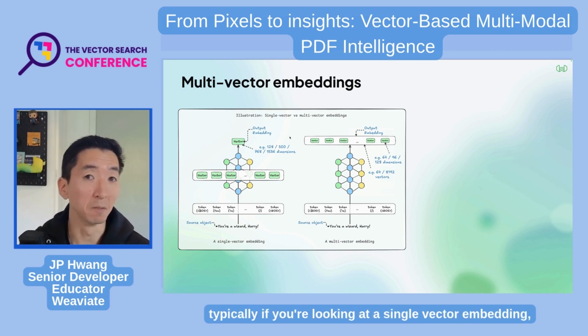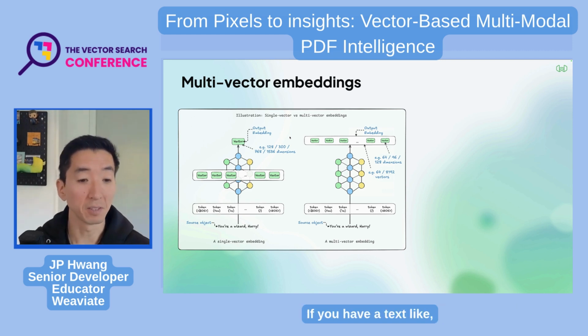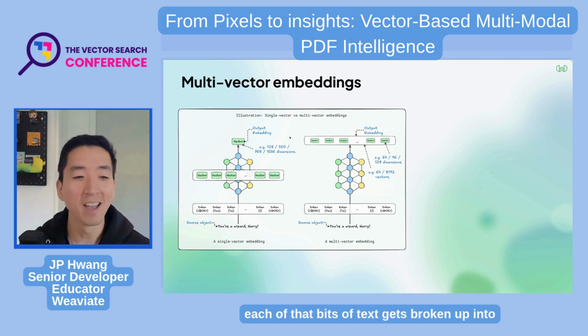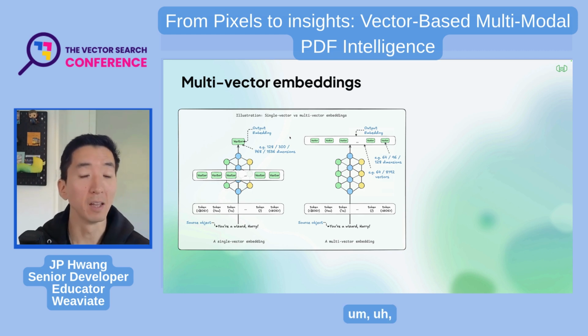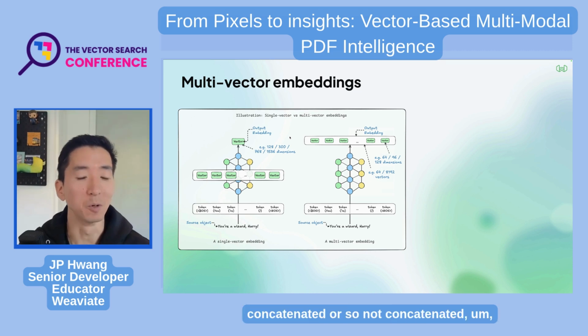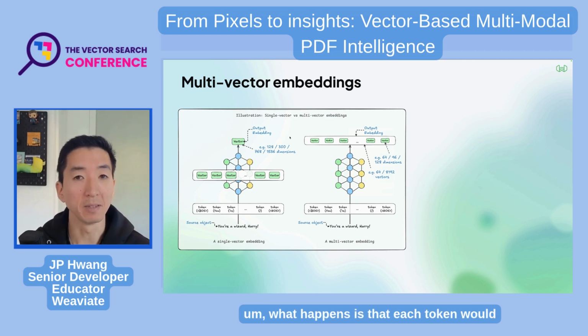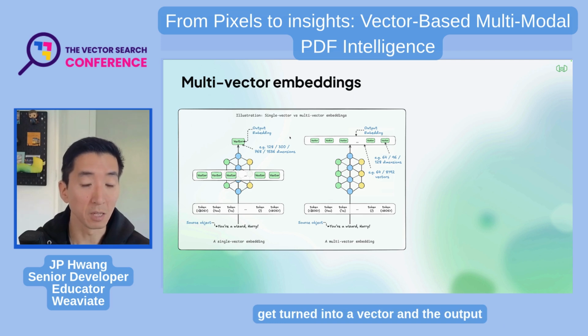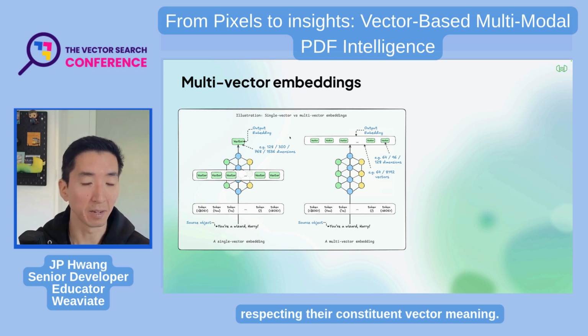Typically, if you're looking at a single vector embedding, you'll get something like what's shown on the left-hand side of this image. If you have a text like, hey, you're a wizard, Harry, each of that bits of text gets broken up into what's called a token, and each of those tokens get saved as a vector before they get pooled into one output embedding. But in a multi-vector embedding, what happens is that each token would get turned into a vector, and the output embedding would capture all of those individual vectors, respecting their constituent vector meaning.